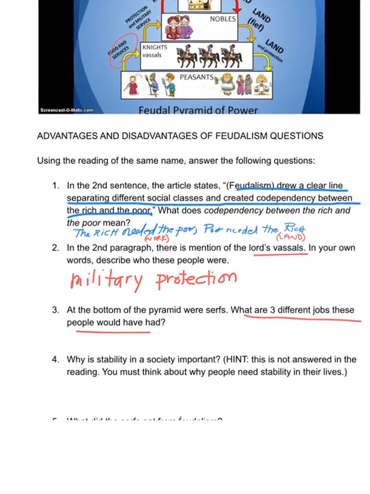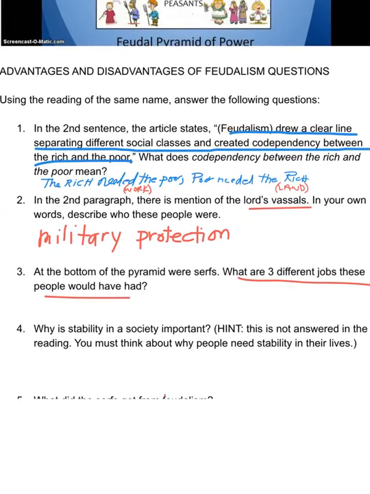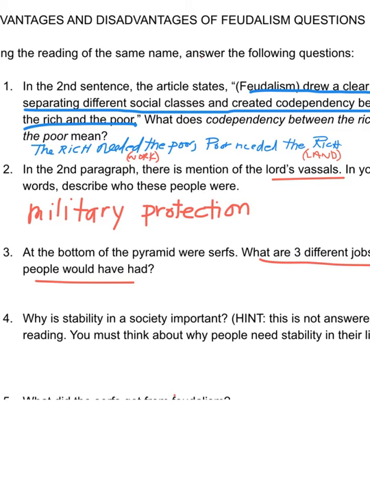So let's think about this. They would work farms. They would build things, and they would give services. Maybe food of some sort.